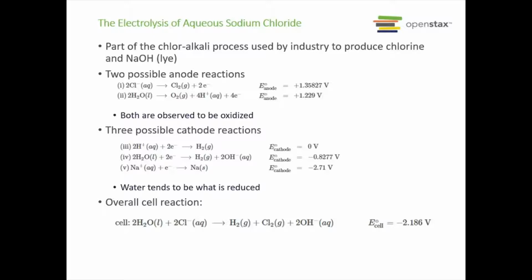There's two potential anode reactions that can happen. And then what ends up happening is in the system, you see that both these oxidation reactions are occurring. And then there's three possible cathode reactions for the reduction, but it tends to be water that ends up being reduced. And then you have this overall reaction that you see there and a general potential of negative 2.186 volts. So again, this is non-spontaneous without some outside source of energy.